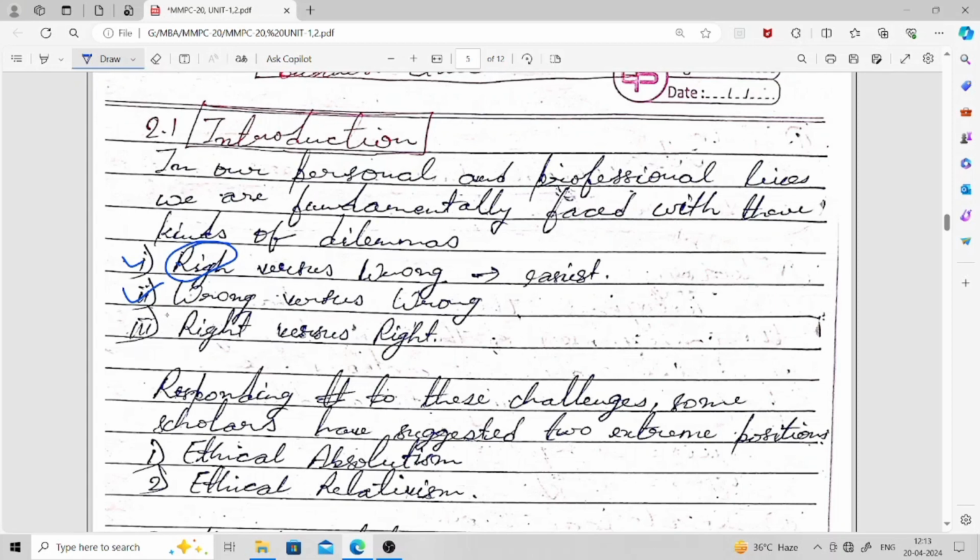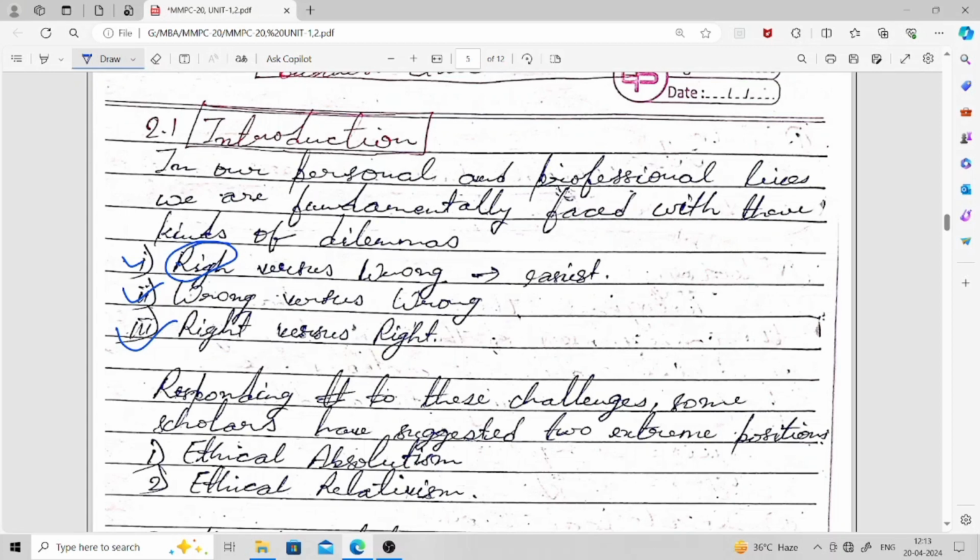Then the next one is right versus right. If both decisions are right, then which one to choose? Because if we choose one, then the other one we have to hold. So that kind of issue may come. That is a question: which one to choose. So right versus right is a very big question that we need to resolve.